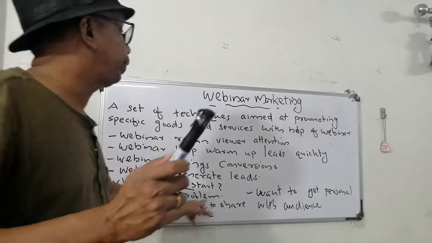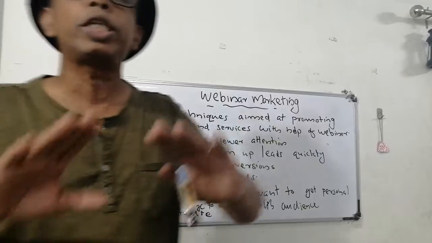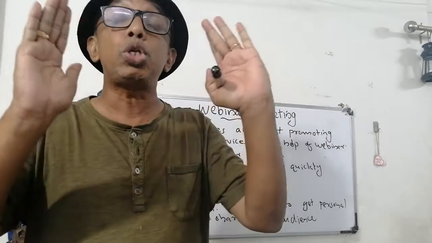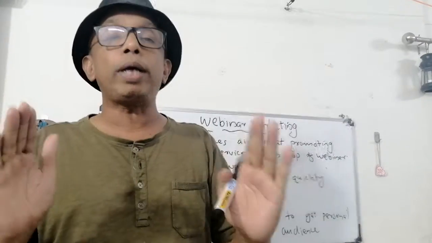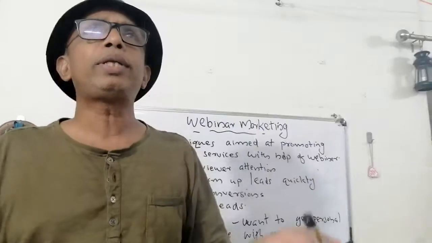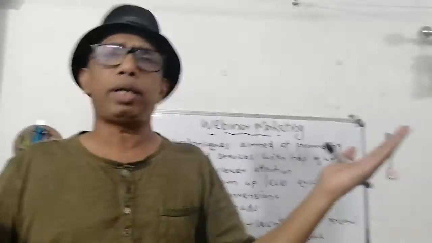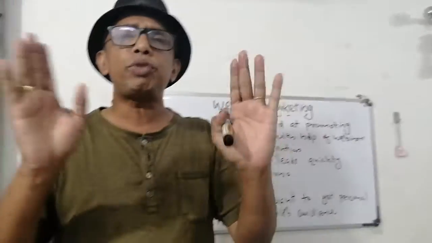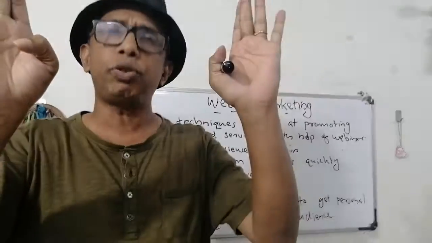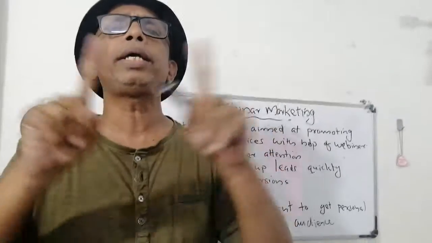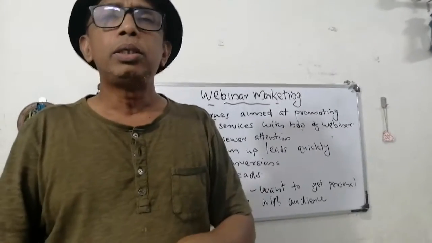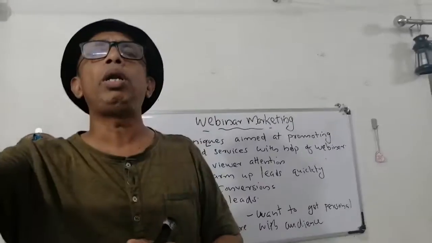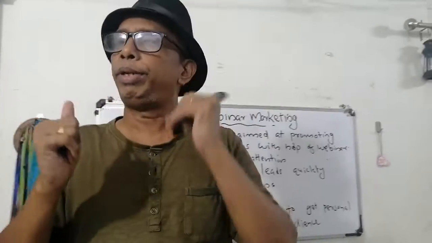Then next thing, exclusive knowledge to share with the audience. You have special exclusive knowledge. You are going to share it with them. So that is one kind of awareness. You have specific knowledge in a specific subject. So you arrange a webinar. So those interested people will join your webinar.